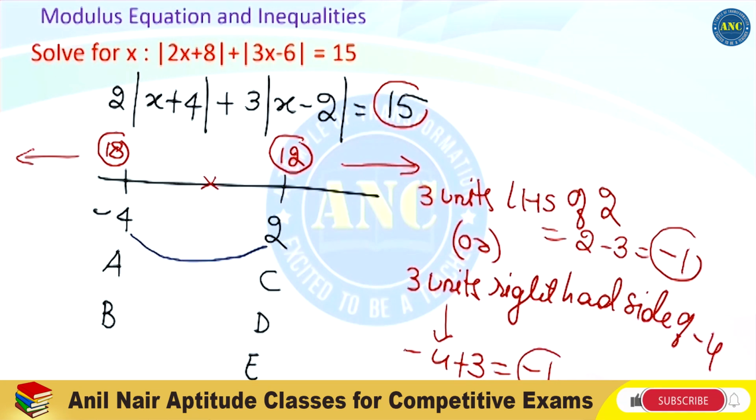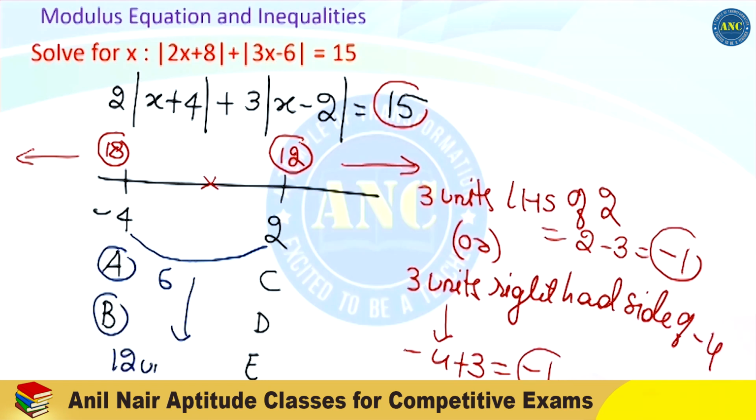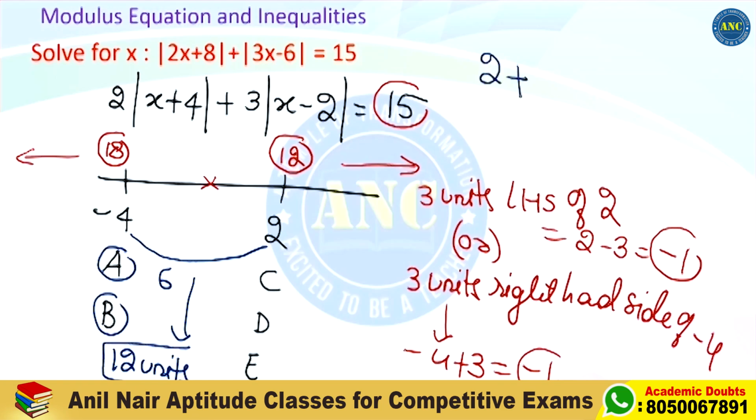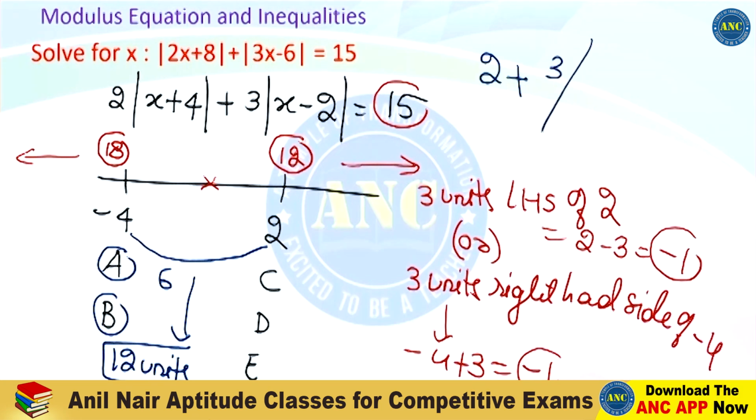Minus 4 to 2 is 6 units. A will travel 6 units, B will travel 6 units, so totally 12 units are traveled from point number 2. 12 were already traveled. The remaining 3 units need to be traveled.